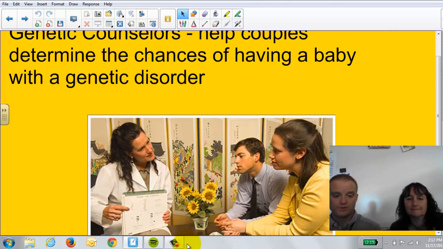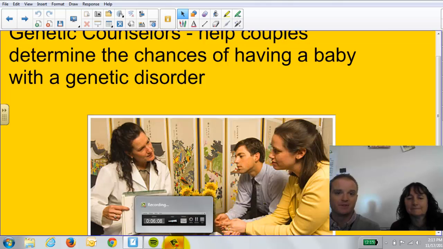So 7th grade, we're going to stop there. Just a quick overview of some of the different types of diseases out there that are carried on genes and how it actually happens.